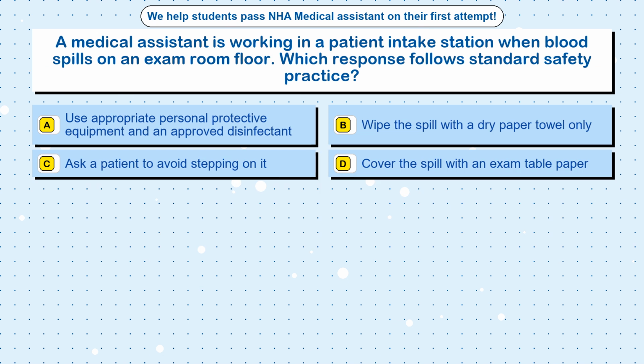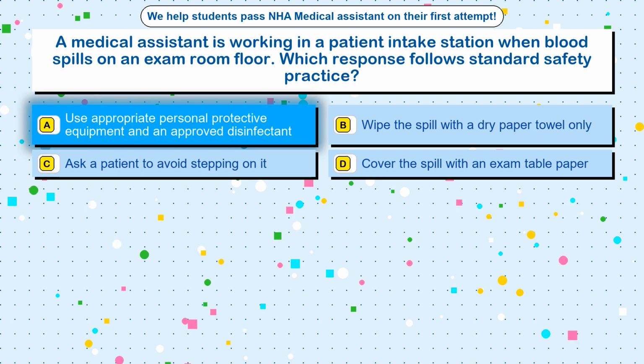Question 100. A medical assistant is working in a patient intake station when blood spills on an exam room floor. Which response follows standard safety practice? Option A. Use appropriate personal protective equipment and an approved disinfectant. Option B. Wipe the spill with a dry paper towel only. Option C. Ask a patient to avoid stepping on it. Option D. Cover the spill with an exam table paper.